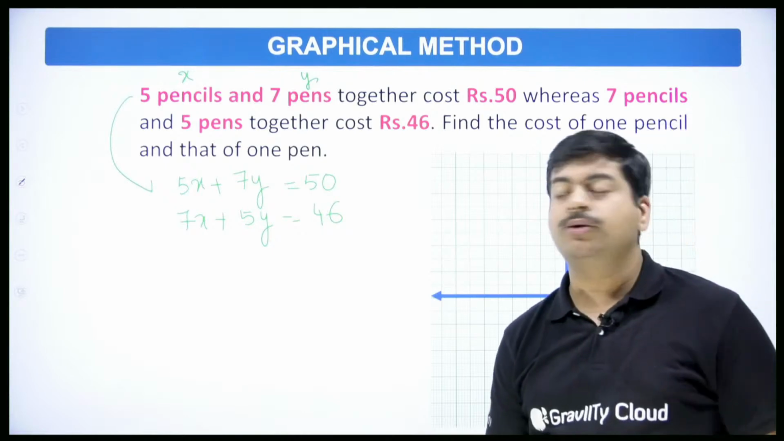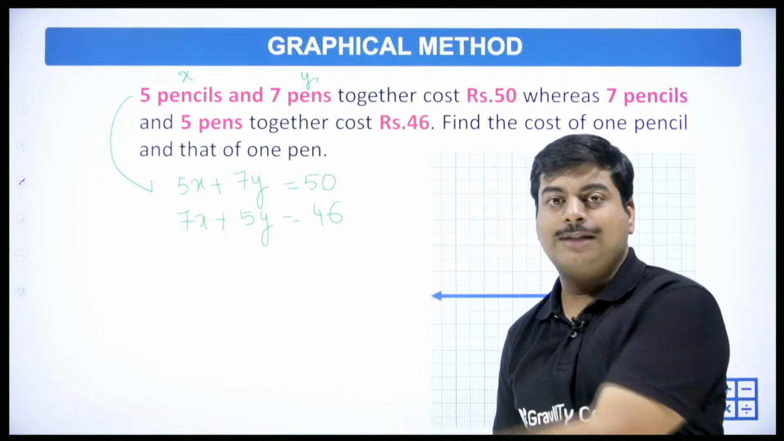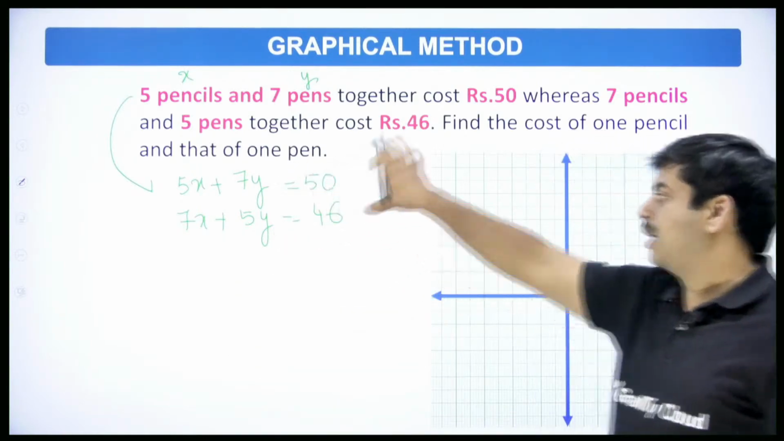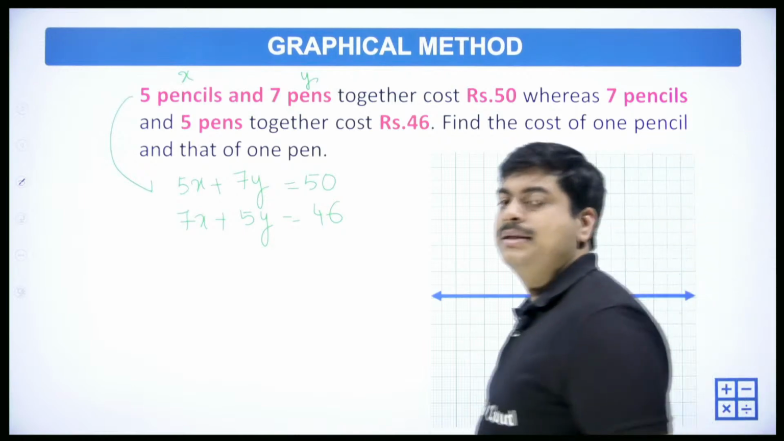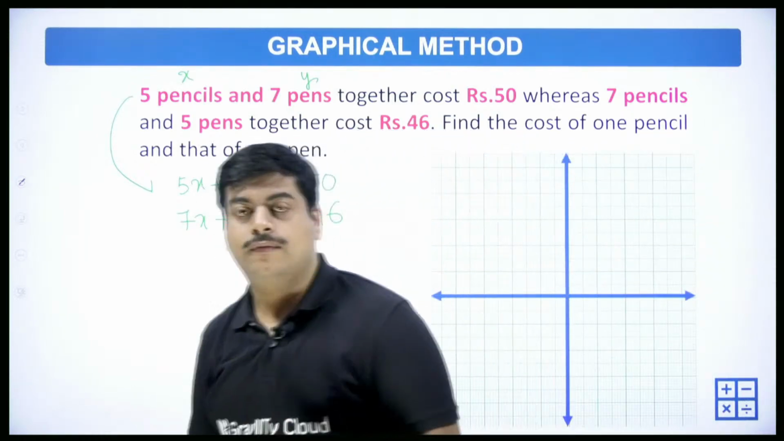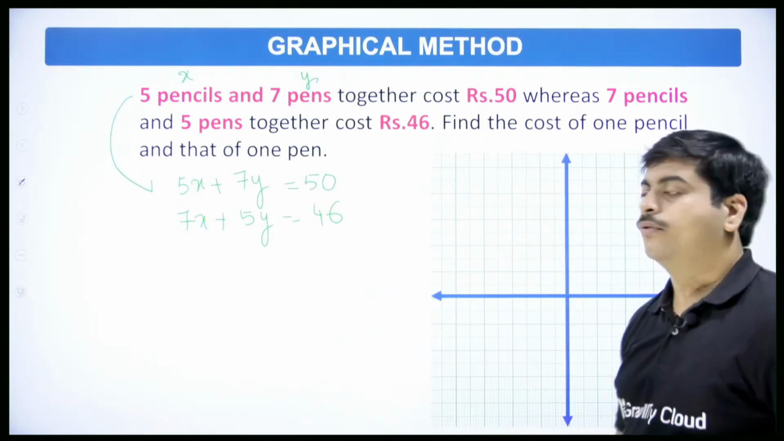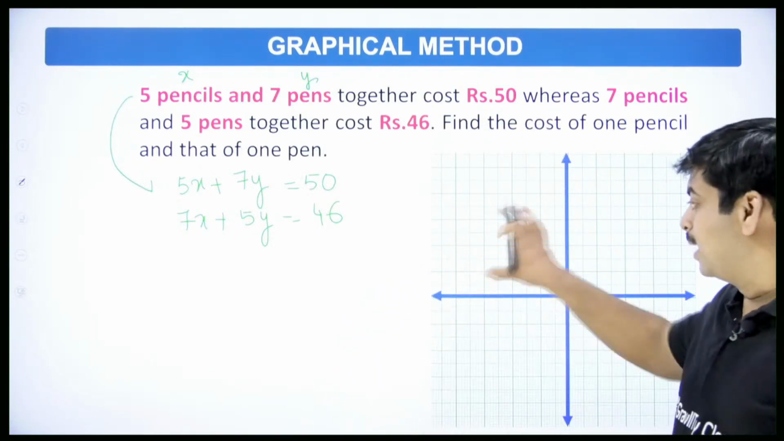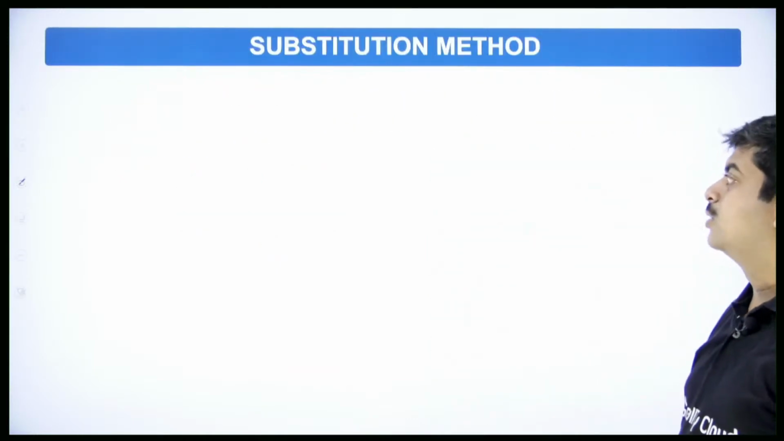So now what you need to do? Take x equal to 0 to get the y points, take y equal to 0 to get the x points, and plot these two lines on the graph paper and see where they are intersecting. Are they intersecting at any point or not, first of all? Are they consistent or inconsistent? From that graph you can find the solution. The point where they meet gives you the solution, right?